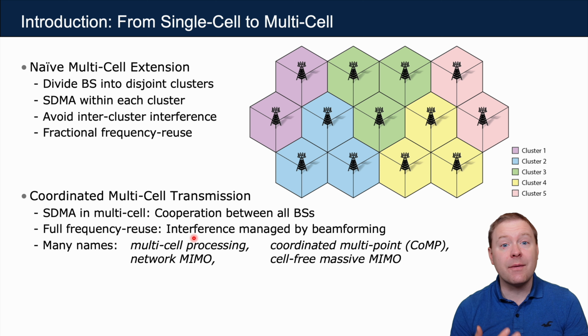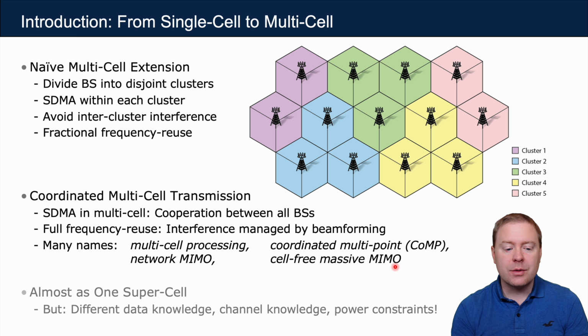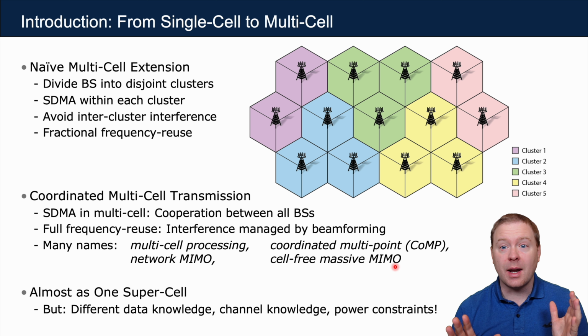This technology has been given different names over the years, things like multi-cell processing, coordinated multipoint or CoMP, network MIMO, cell-free massive MIMO, more recently distributed MIMO, and it's all about viewing the entire system as just one supercell with base station antennas spread out but operating as if it were one cell. But it is still quite different because you have different data knowledge at different base stations, you have different channel knowledge, and you might have different power constraints at different base stations when you are designing your downlink transmission.